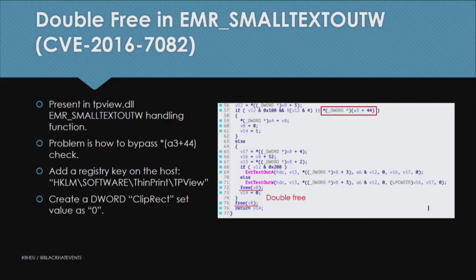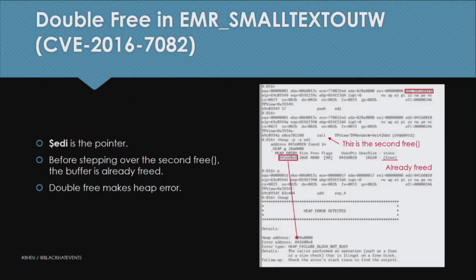After we did some reverse engineering on the memory, we finally found a way to achieve it. It is as easy as adding a registry key on the host machine. The registry key you need to add is HKEY_LOCAL_MACHINE\SOFTWARE\ThinPrint\TPView. Under this key, you also need to add a DWORD named cliprect and set its value to zero. Then the value at offset 44 of a3 will be zero, the if condition will be bypassed, and the double free vulnerability will be triggered.